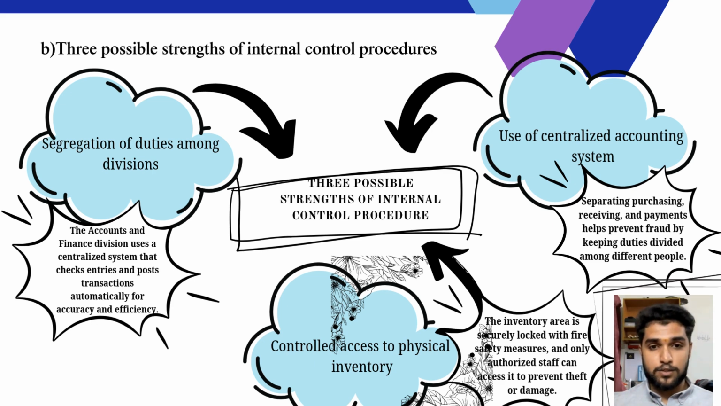The second strength is use of a centralized accounting system. The Accounts and Finance Division uses a centralized accounting system that validates data entry and posts transactions automatically, ensuring accuracy, auditability, and efficiency. The third strength is control access to physical inventory. The justification for the strength is that the inventory storage area is securely locked and equipped with safety measures. Only authorized personnel are allowed access, reducing the risk of theft and damage to the inventory.